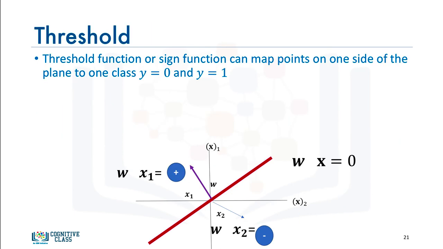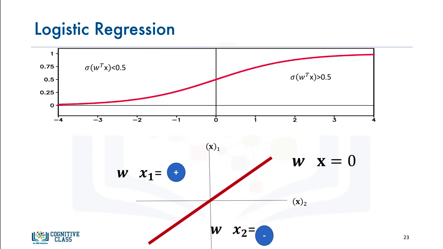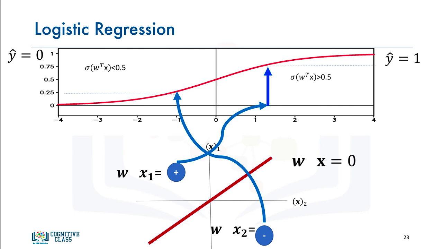If you're on one side of the plane, you'll get a negative value. Passing into the threshold function, you'll get a 0. And if you're on the other side of the plane, you'll get a positive number. Passing into the threshold function, you'll get a 1. We can also use a logistic function. If the value for z is negative, we plug it into the logistic function, and if it's less than 0.5, our value is 0. Similarly, if the value for z is greater than 0, we plug it into the logistic function, and if the value for the logistic function is greater than 0.5, we get a 1.